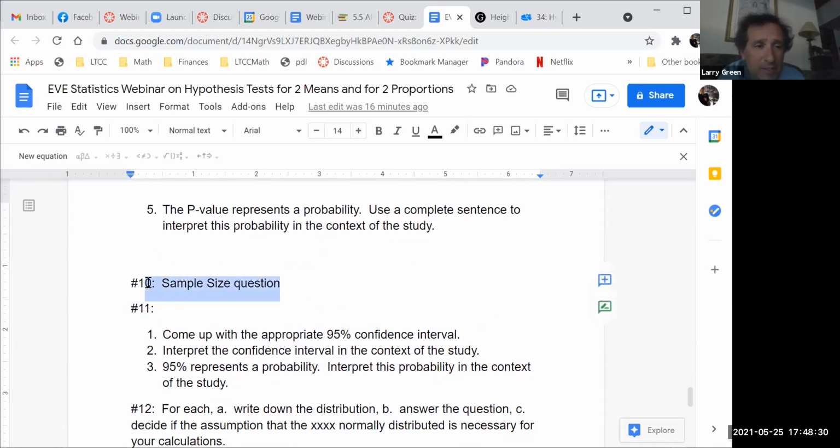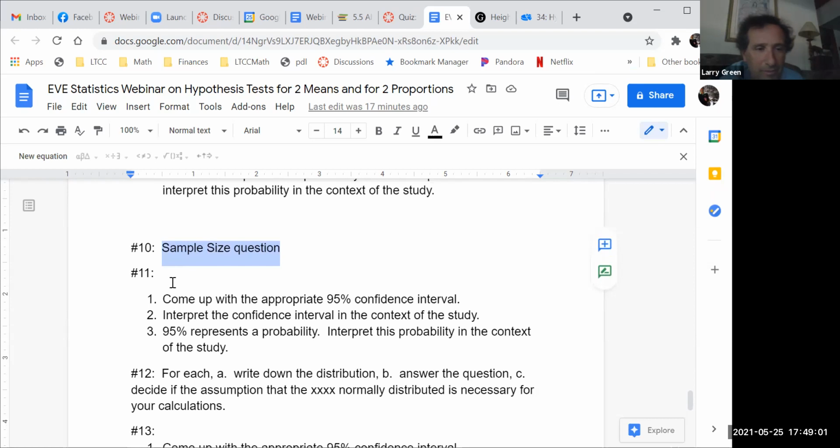Number 10, I'm just going to say it's a sample size question. So what I've found is that the hardest part that people have trouble with, and it shouldn't be that hard, is knowing which of the sample size calculators to use. There's a sample size for a mean. There's a sample size for a proportion without a preliminary estimate, and sample size with a preliminary estimate. I'm not going to tell you which one. It's going to be one of those. And you're going to have to do that.